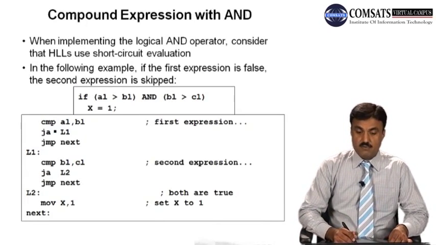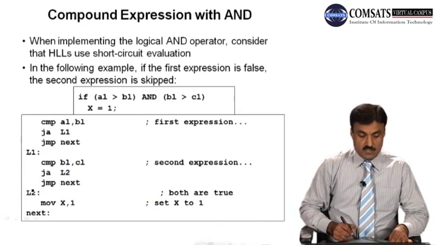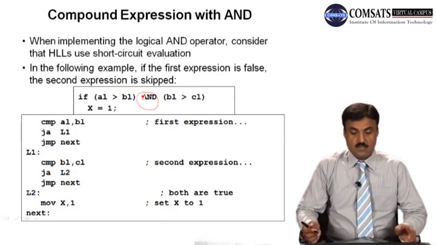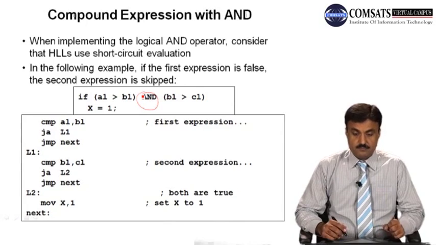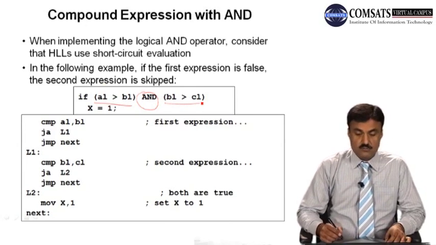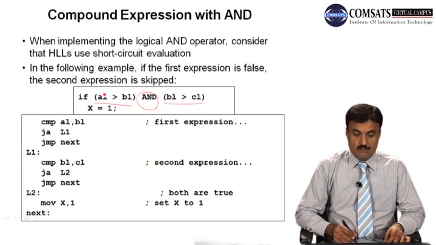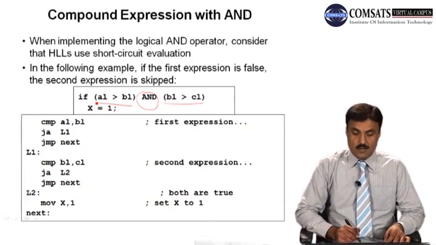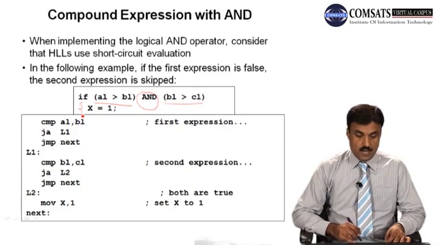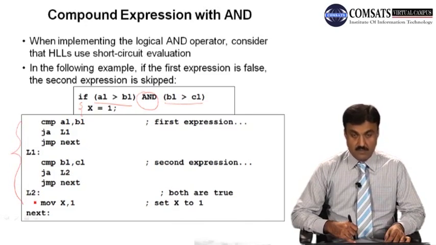For example, if we use compound expressions, here you can see there are two expressions, and they are combined with the AND logical operator. So in case of AND, both of these should be true. When they both are true, then definitely the whole expression will return true. And if the whole expression is true, then x will be assigned value 1, for example.